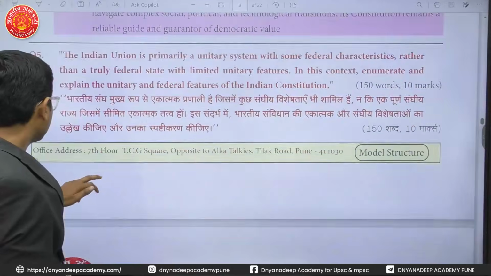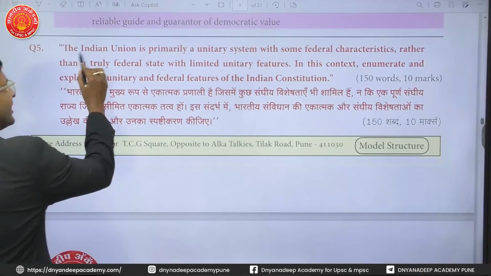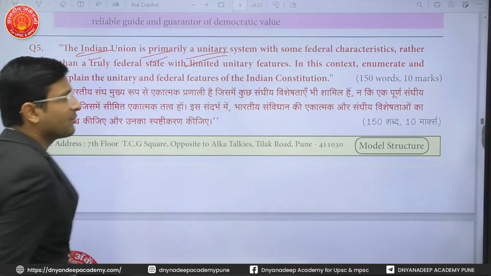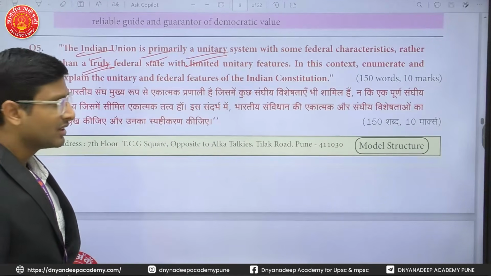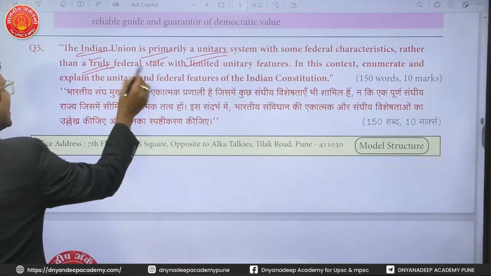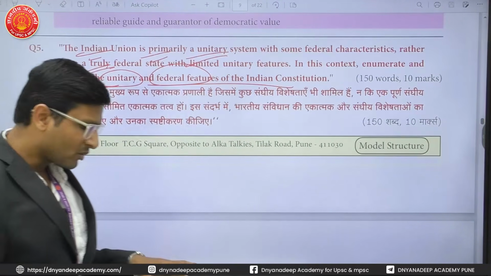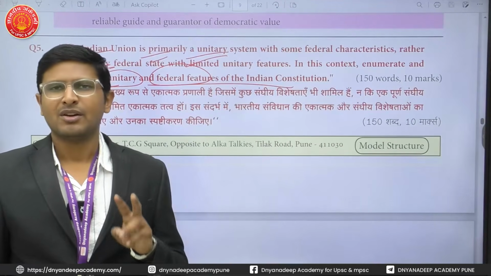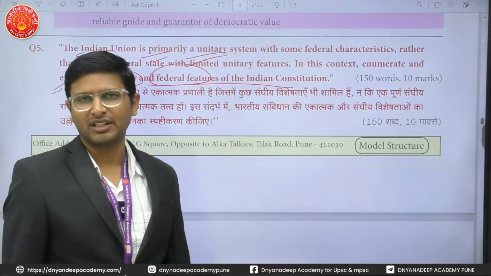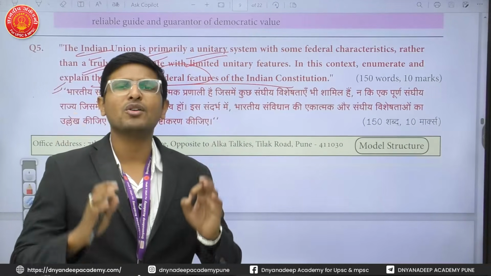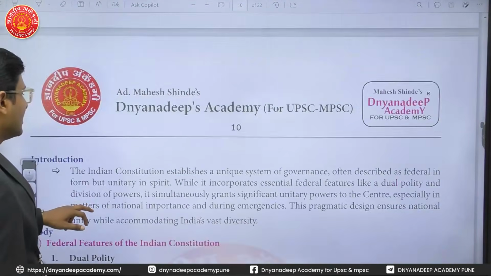Okay. Then next here, it is about the Indian Union being primarily a unitary system with some federal characteristics rather than a truly federal state with limited unitary features. What is it asking actually in this context? Enumerate and explain the unitary and the federal features of the Indian constitution. So in this particular question, two things have been asked. What are the different federal features in the Indian constitution? What are the different unitary features of the Indian constitution? Two things are specifically asked, and you have to write these two things. So let's talk about these two things.